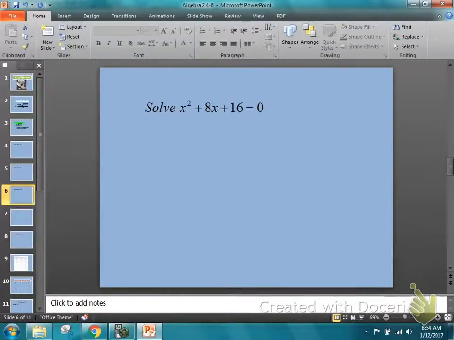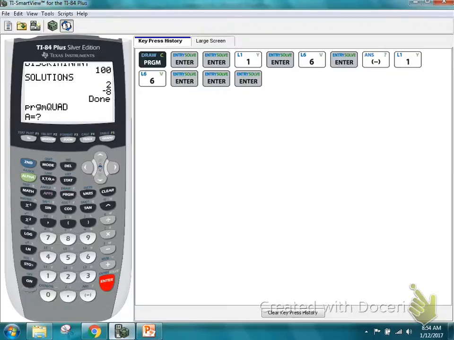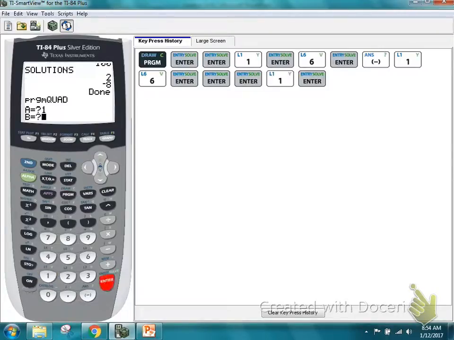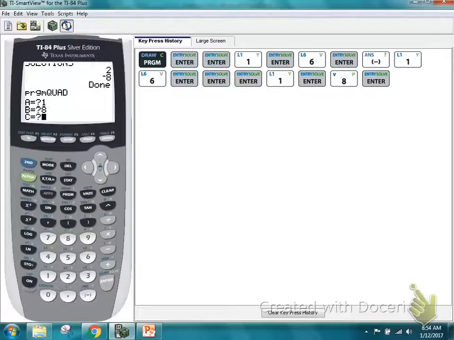So your next question is right here: x squared plus 8x plus 16. To make sure we get to everything today, I'm going to say you guys know how to do the setup, we're just going to run the program. What's A? 1. What's B? 8. C is? 16. So let's go back and run it. A is 1, B is 8, C is 16.